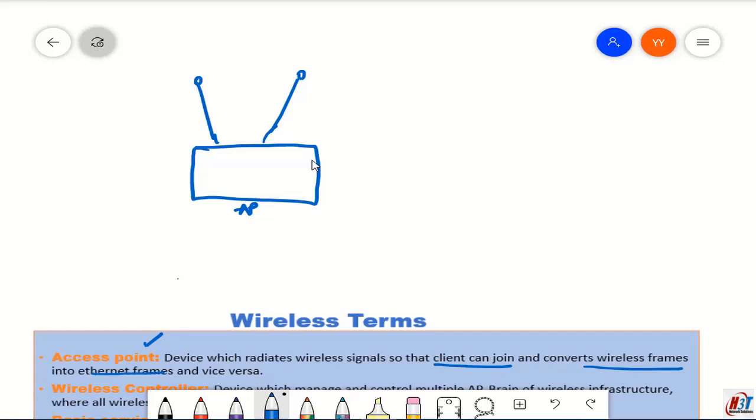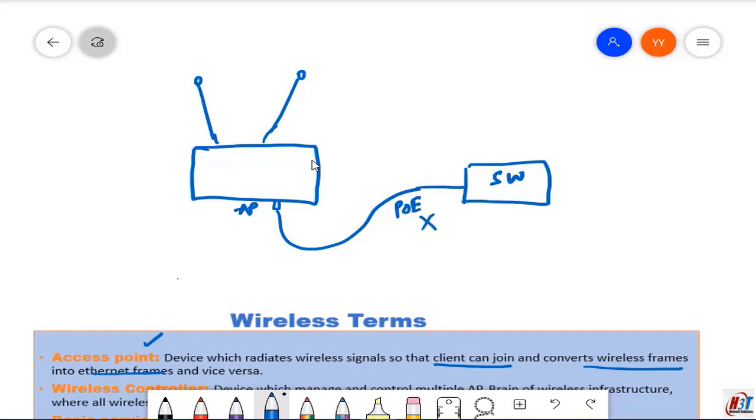And these APs also have an Ethernet port which connects with the switch. If this switch is a PoE switch, that means a power over Ethernet switch, this switch gives the power to this AP. And if this switch is not a PoE switch, then we will connect an external power injector with this AP, which will give power to this AP. APs can have multiple Ethernet ports based on the model.